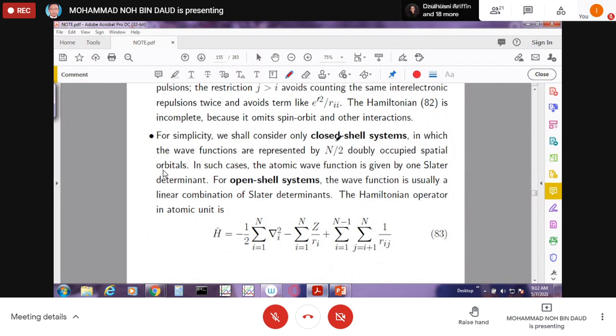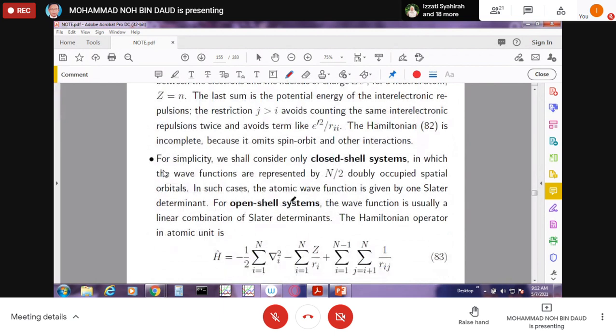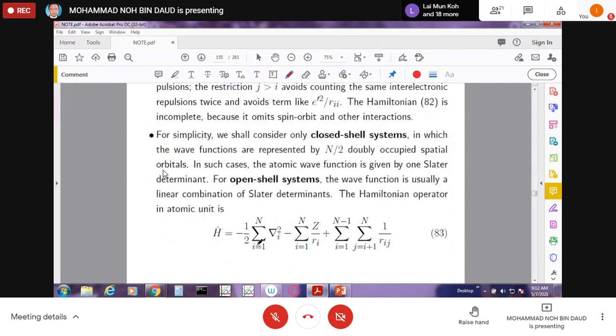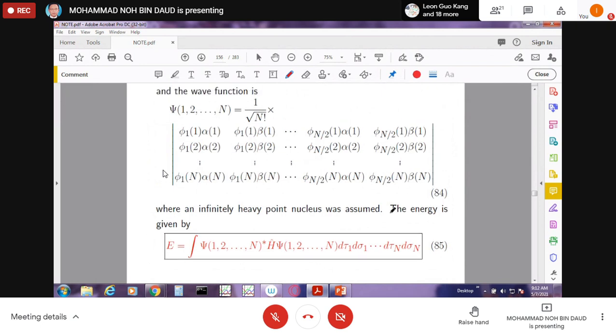Okay, so in the case of open shells, we can use n spatial orbitals. We have n electrons here. We use the Slater determinant, as I said.